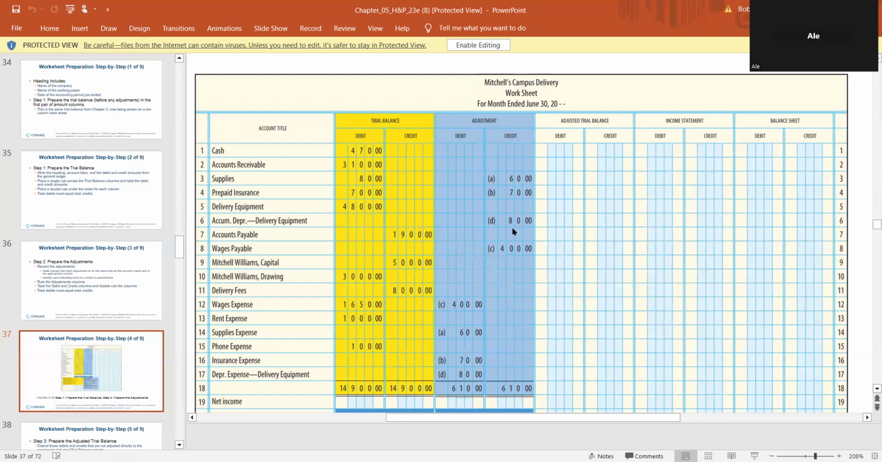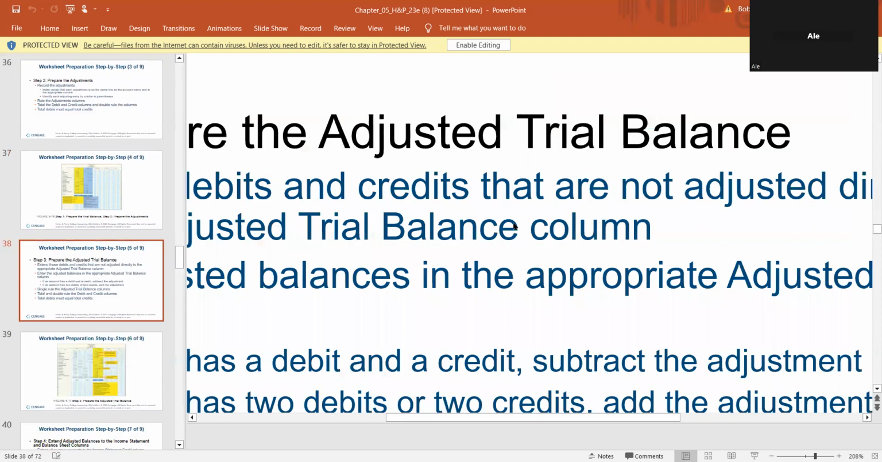Here is our accumulated depreciation. Apparently there's none because this was the first month of business and you didn't have anything before that. And here's our credit to wages payable, 400, the debit to wages expense. Here is our $60 and $70 coming over for prepaid supplies and prepaid insurance. And when you credit accumulated depreciation, you always debit depreciation expense. No exceptions to that one.